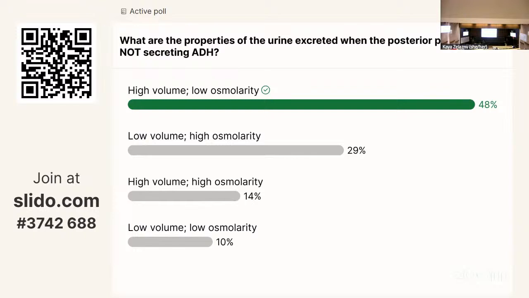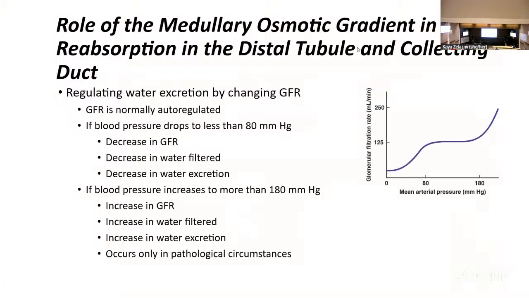This is going to be low osmolarity because when we have a lot of water and not as much solute dissolved in it, that's what low osmolarity means. This is going to work in exactly the opposite way if we wrote the opposite question. So if we are secreting ADH, it would be low volume, high osmolarity. So that other one's the opposite.